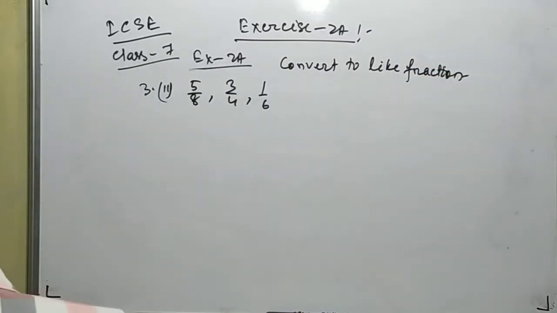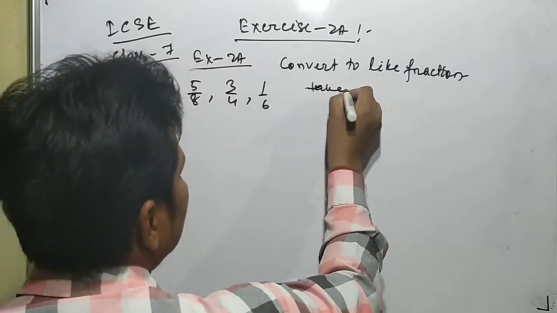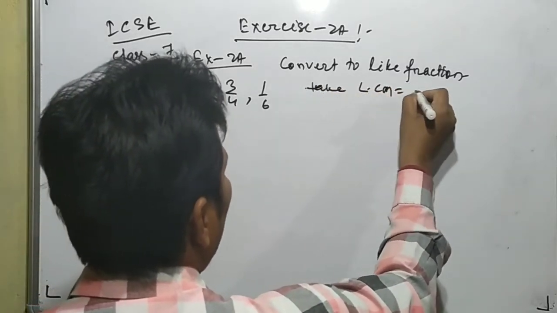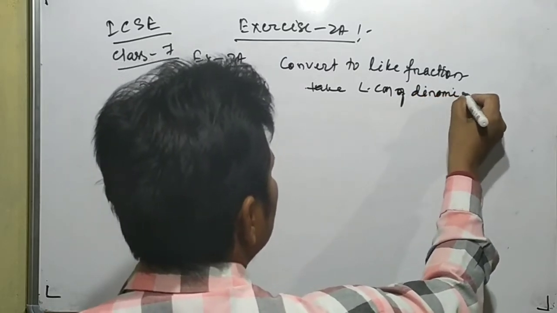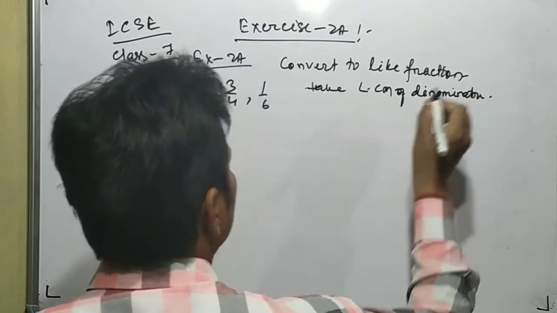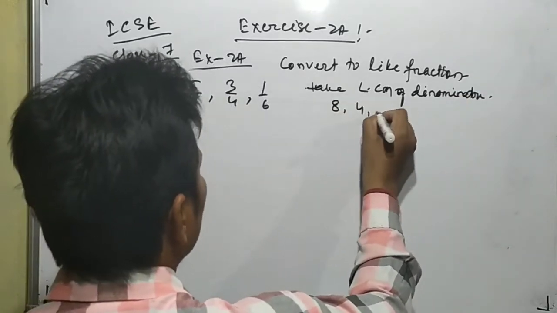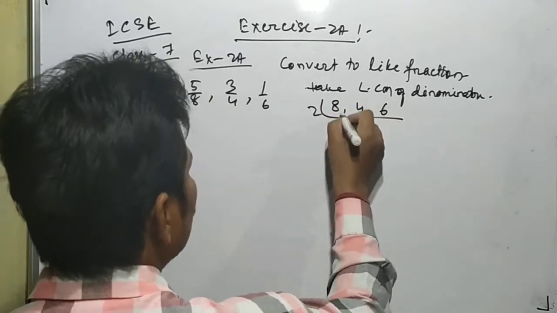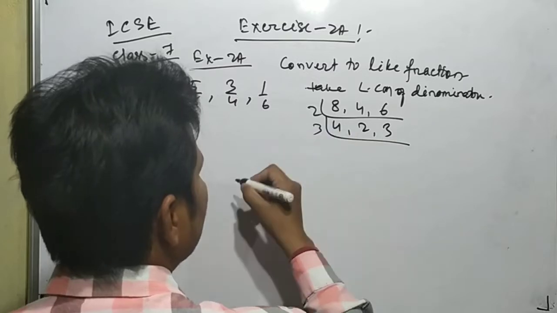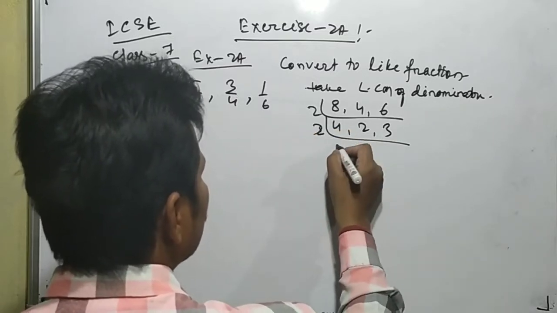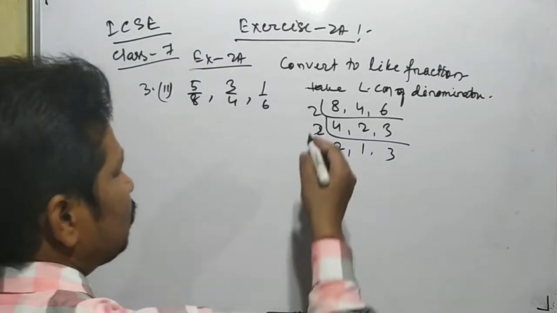Convert to like fractions. So how can we convert? First of all, take the LCM of the denominators. What is the LCM of 8, 4, 6? Divide by 2: 2 goes into 8, 4, 6 giving 4, 2, 3. Again it is divisible by 2, giving 2, 1, 3. Here our LCM is completed.